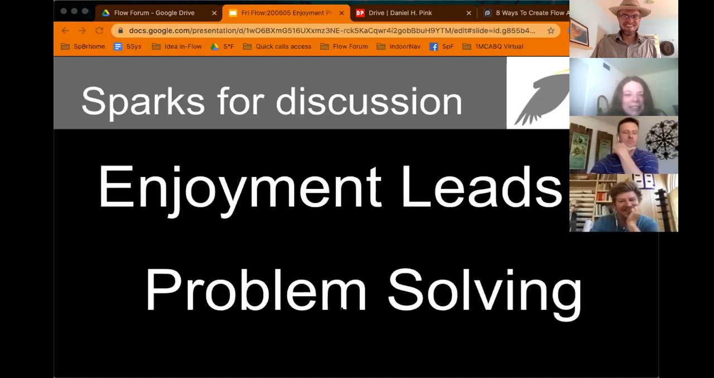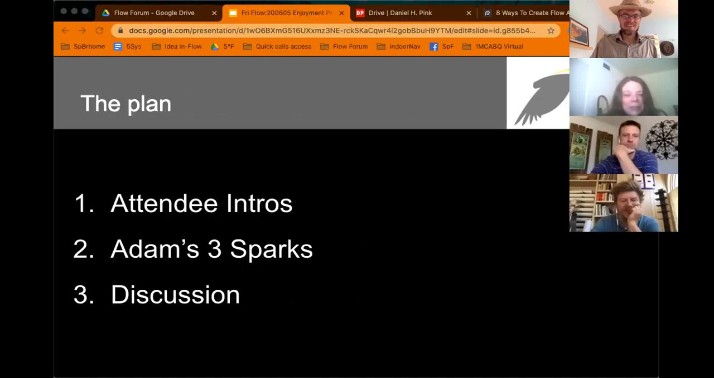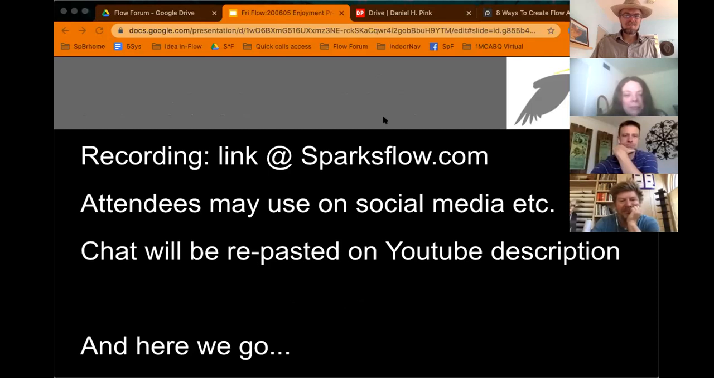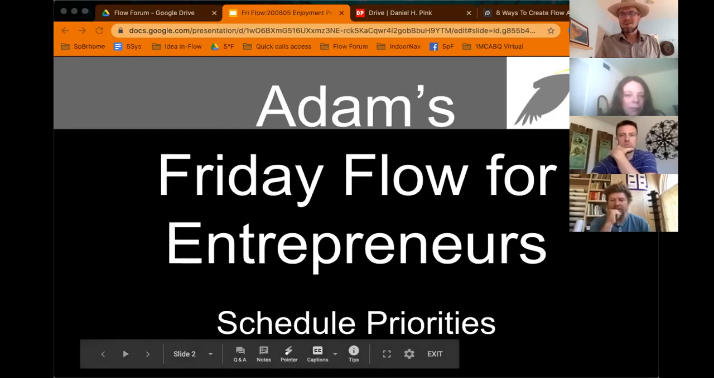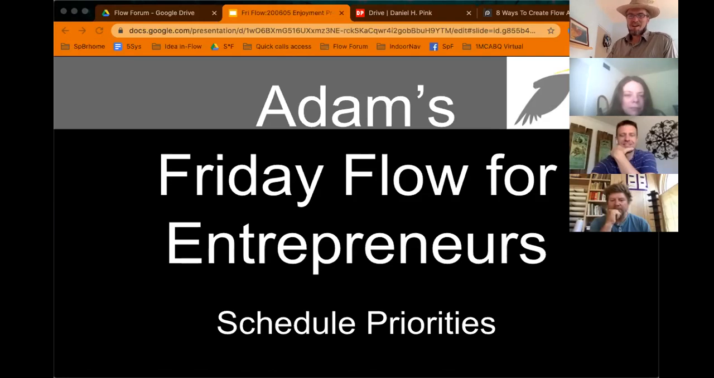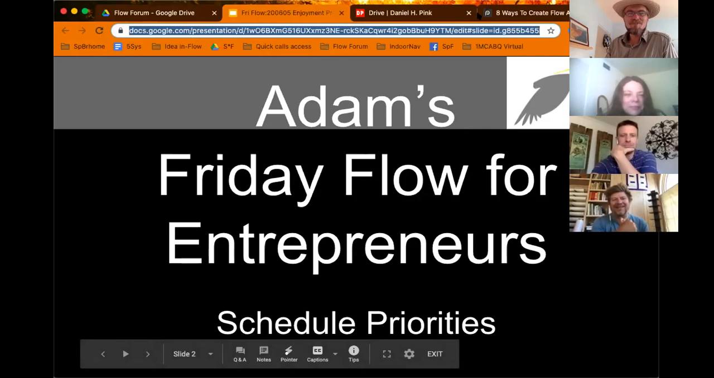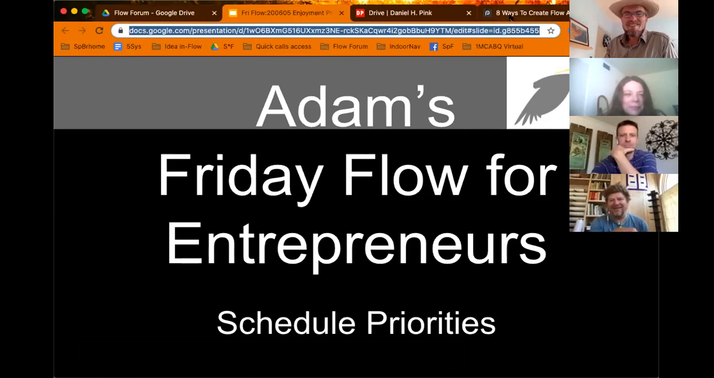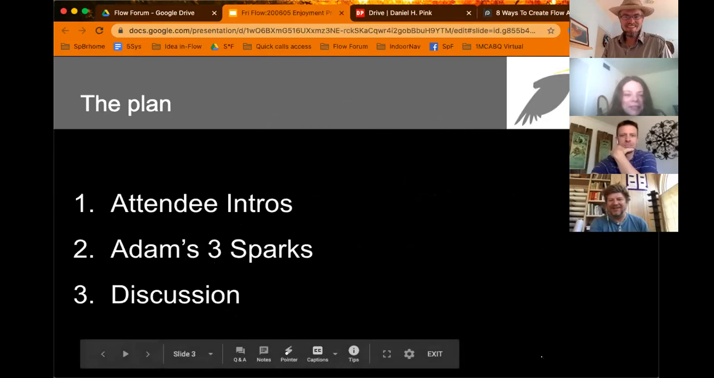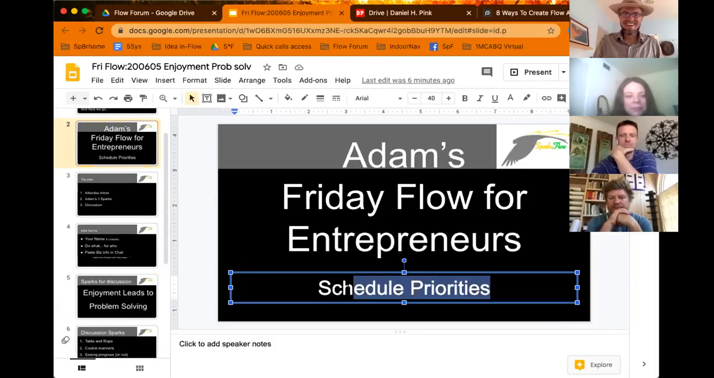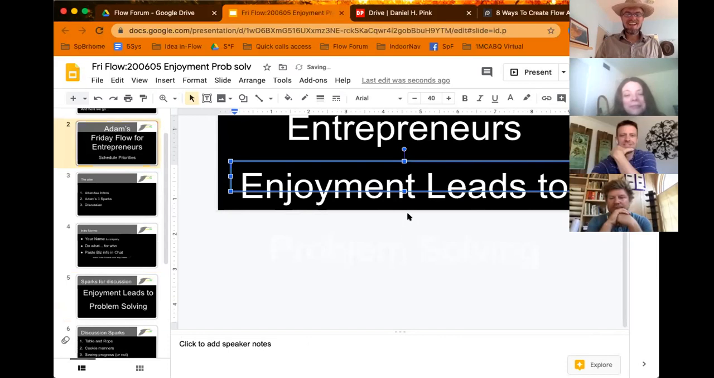All right, where are we going here? Okay, so all right, yeah. So this is my little welcome to Friday Flow. This is Adam, and this is Friday Flow for entrepreneurs. We've got the wrong label down here. It's not scheduled priorities. Great. All right, so let's fix that. Wow, this is a true behind the scenes sort of deal. How do I escape out of this thing? There, thought I got everything already.